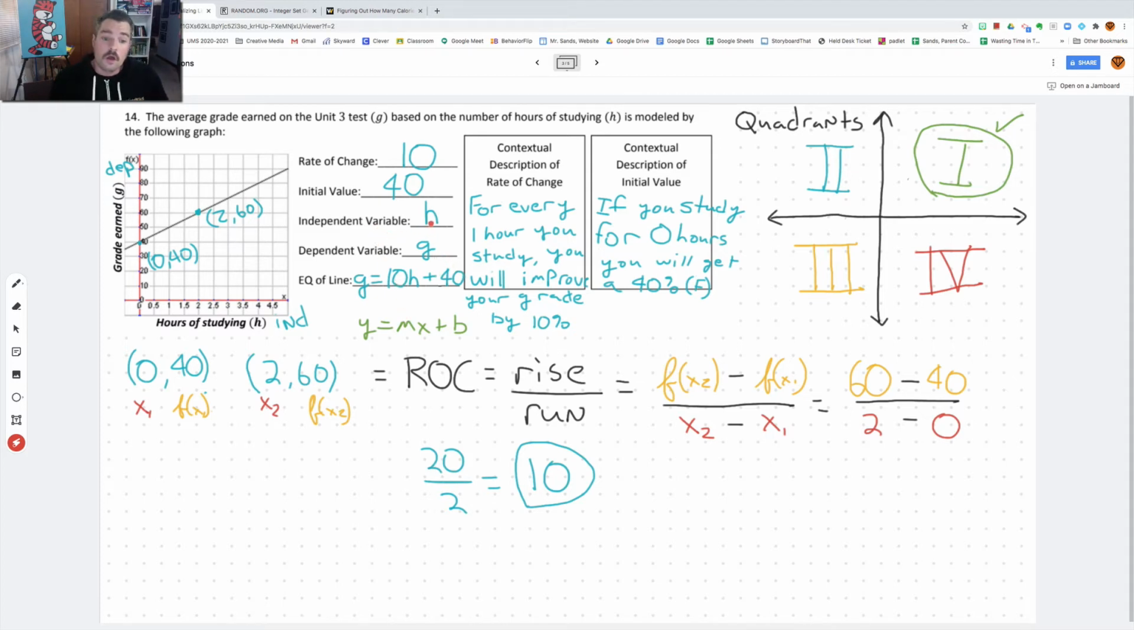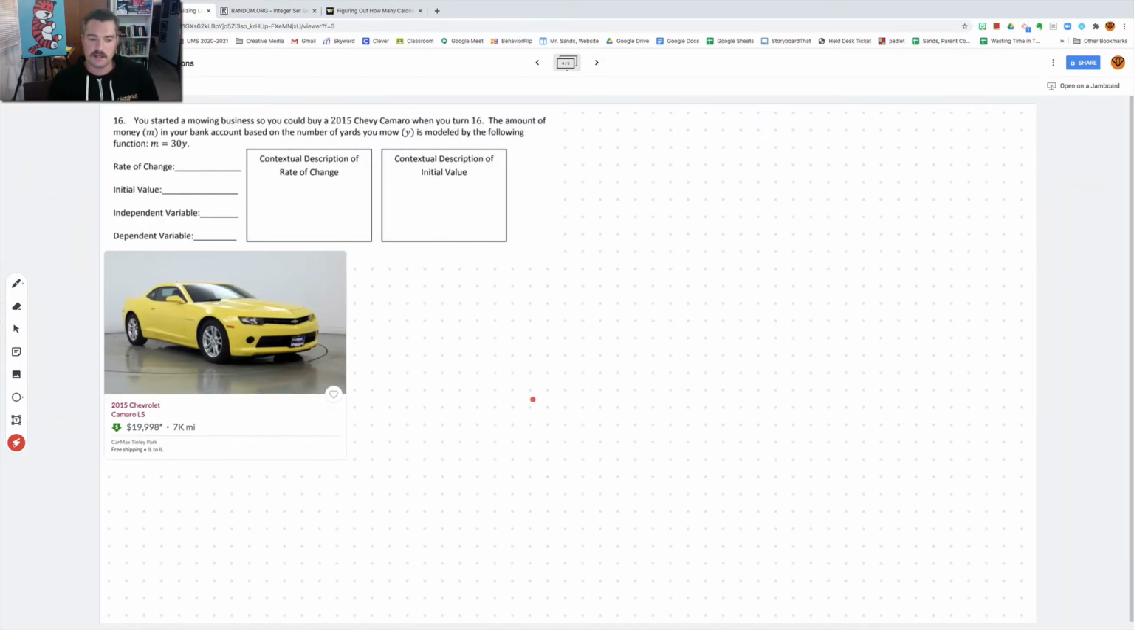Our independent variable is not x, it's h in this instance. So that's why we wrote an h for x, and then our initial value was 40. That's why we wrote 40 in place of b. So the equation of this line is g equals 10h plus 40. Problem finished.